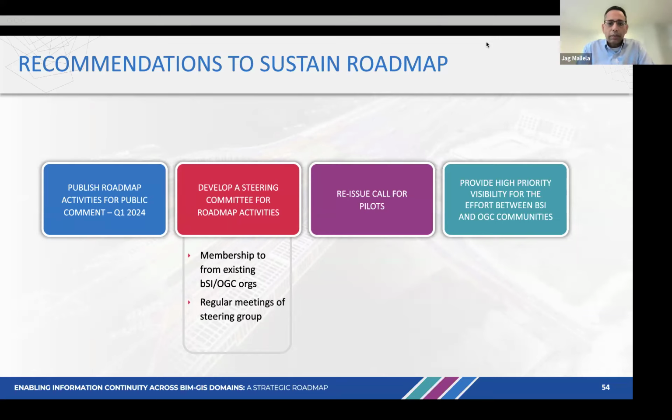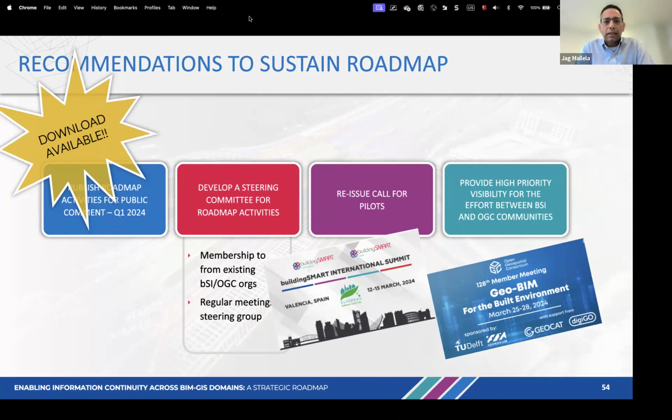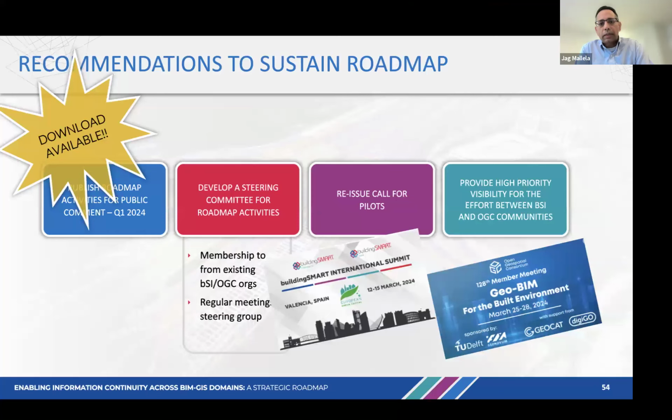There's an international summit of buildingSMART International in Valencia, Spain, happening in March, so we will hopefully have some discussions around the roadmap there. And then there is a GeoBIM for the built environment conference, a focused conference by OGC, also happening late March at TU Delft. These are two places where we will take this roadmap and hopefully your comments and put them in front of committees and form the joint working group to kickstart the activities of the roadmap.